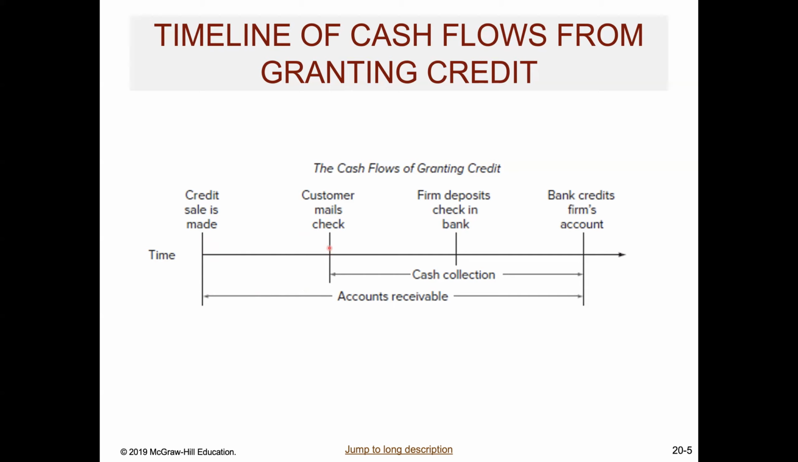The customer at some point will mail a check. Obviously, there are electronic versions of this, but the customer mails the check. It's received by the company, and the company deposits it in the bank. And eventually, a day or two later, the bank credits the firm's account for that check. So this period right here is what we call the cash collection period, from the time the customer mails the check to the time that it's credited to our bank account. This is considered to be accounts receivable.